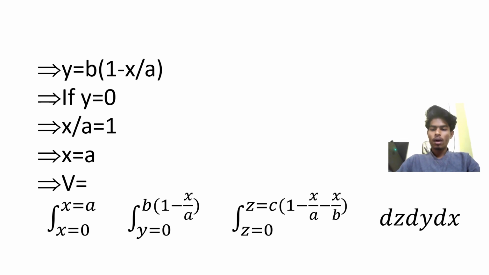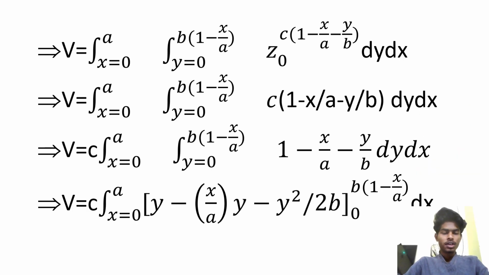Here we got the upper limits and lower limits, and we have to substitute them in the V equation. Here we can see x equals 0 to a, y equals 0 to b into 1 minus x by a, z equals 0 to c into 1 minus x by a minus y by b, and we can see dz, dy, dx. Okay, we move to the next slide.